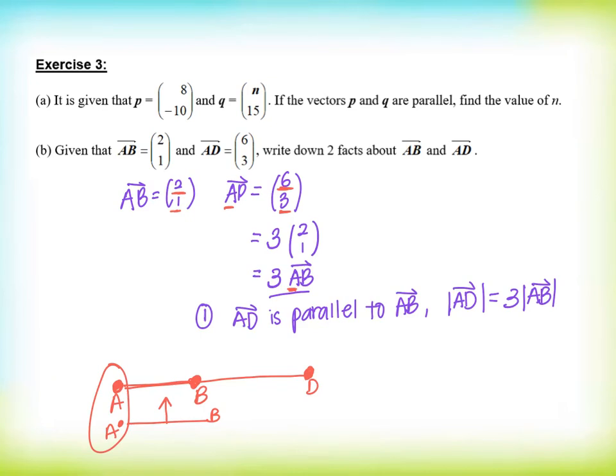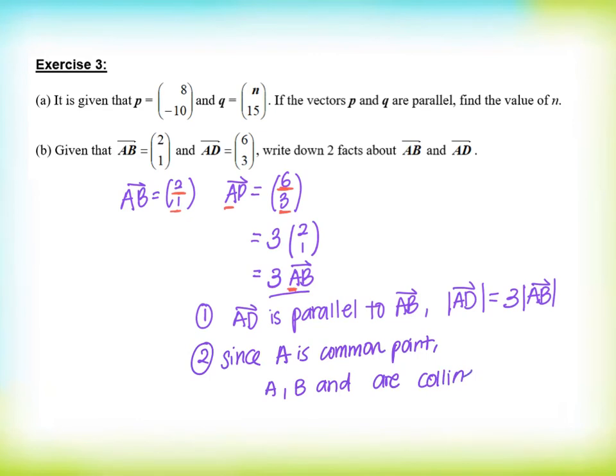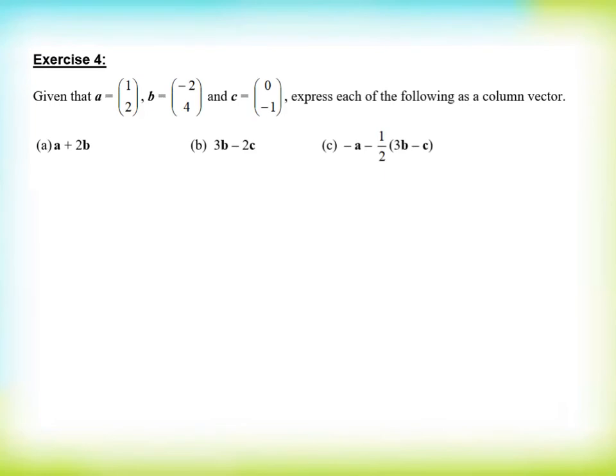So point number 2, fact number 2, since A is a common point, the 3 points A, B, and D are collinear, meaning they join together to form a straight line. So these are the 2 facts about AB and AD. In the next portion, we'll be looking at doing some addition and multiplication of the vectors.